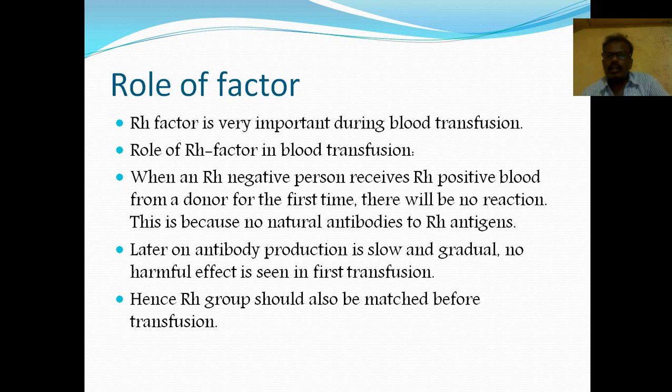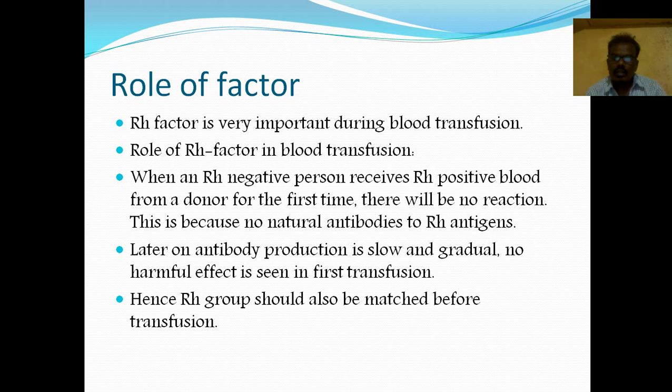When an RH negative person, that is, a person who has no RH antigen, receives RH positive blood from a donor for the first time, there will be no reaction. The first time an RH negative person takes blood from an RH positive donor, there is no problem. Why? Because no natural antibodies are produced in his body against RH antigens. He does not have any RH antibodies, no natural antibodies.